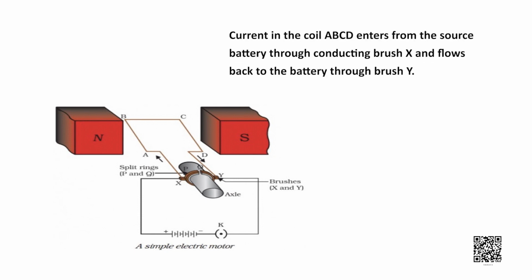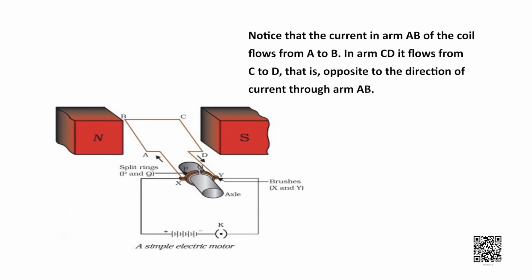Now, current in the coil ABCD enters from the source battery through the conducting brush X and flows back into the battery through brush Y. Notice that the current in the arm AB of the coil flows from A to B, and in arm CD it flows from C to D. I am going to show how exactly the coil moves, and we will also learn how to apply Fleming's left hand rule in this situation.